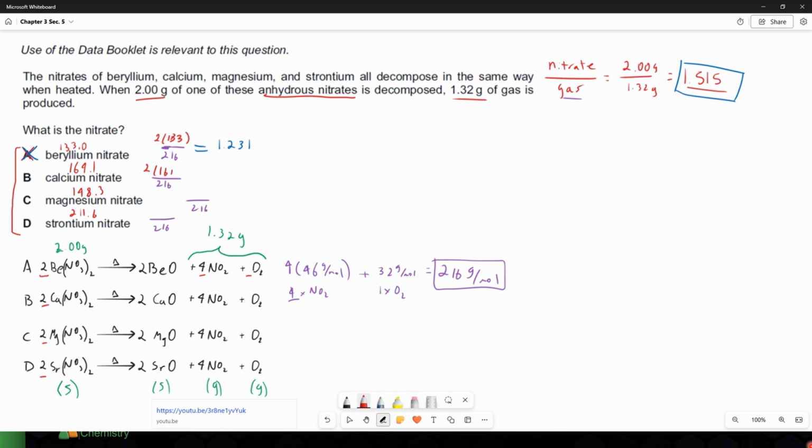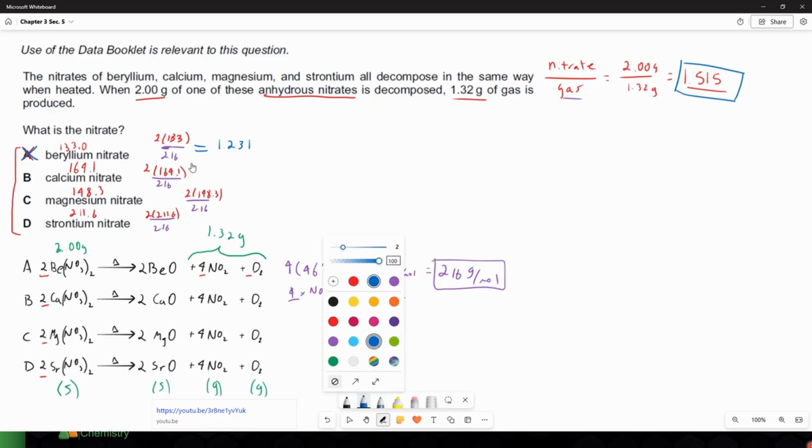2 times 164.1, 2 times 148.3, 2 times 211.6, and then get those ratios: the 2 times the molar mass divided by the molar masses of the gases multiplied with their coefficients. Whichever one gets closest to this, that's our right answer. So if we do that, I'm going to bring back my calculator over here.